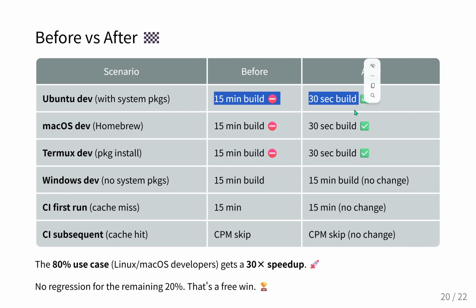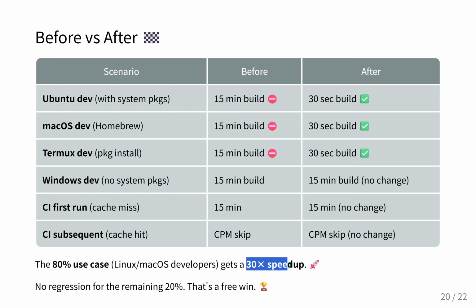Just massive. Think about the reclaimed flow state there. Instead of hitting compile, getting up, grabbing a coffee, checking your messages, and completely losing your train of thought for 15 minutes, you're waiting 30 seconds. You barely have time to stretch your legs before the build is done. That kind of iteration speed completely changes how aggressive developers can be with testing and refactoring.